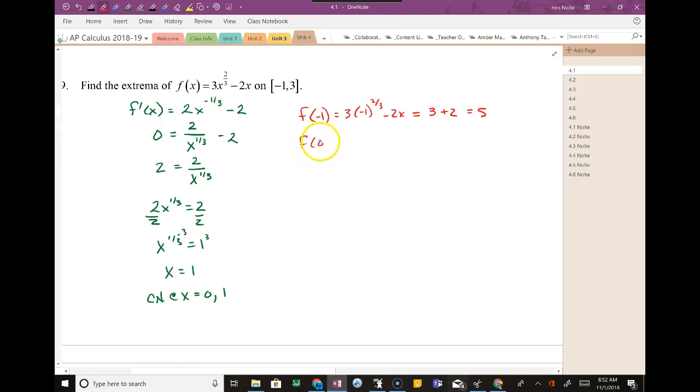If I plug in 0, that's an easy one. Can I just go straight to the end game? Critical numbers. Okay, and then if I plug 1 in, that's the same as 3 minus 2, so 1. And then our last piece is plugging 3 in.